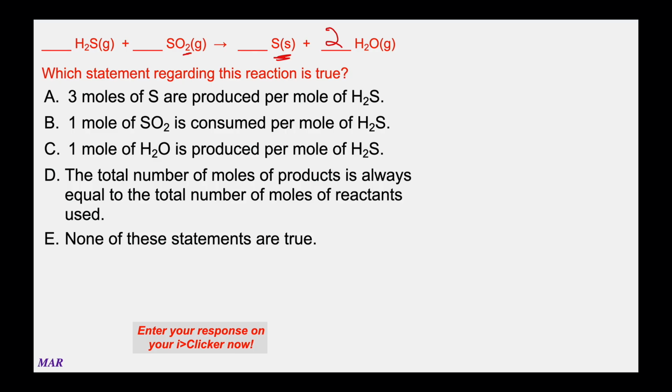On the reactant side, hydrogens come in 2 in H2S, so let's put a 2 right there. And then, if all is said and done, I've got 2 sulfurs on H2S and 1 sulfur on SO2, so 3 sulfurs total. I believe that's going to be 3. Now, if you're ever uncertain as to how this all works out, I highly recommend that you balance the reaction.